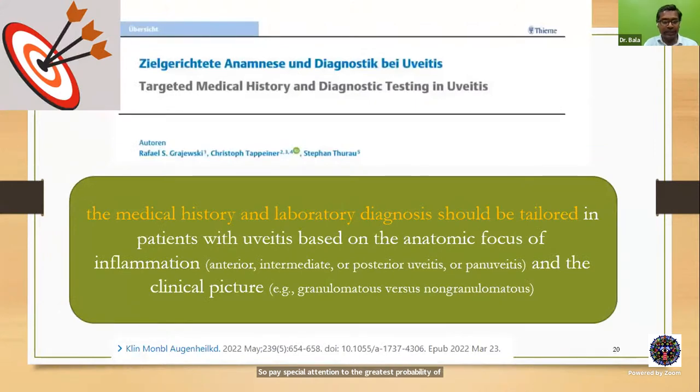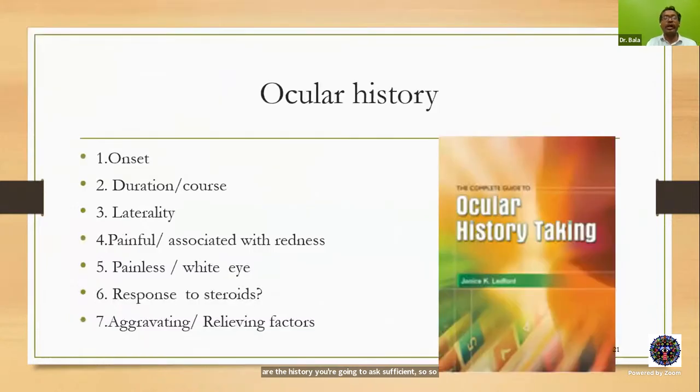So this is another article which is recently published, as you can see, which says that the medical history and the laboratory investigation should be tailored based on the anatomic focus of the inflammation and the clinical picture. In the following presentation, you will understand how to do a meticulous ocular examination. Based on that, you can reach granulomatous or non-granulomatous, and those are all going to influence what history you are going to ask the patient, so that you can modify the relevant history during the retrospective anamnesis. So let us go to the proper ocular history taking.